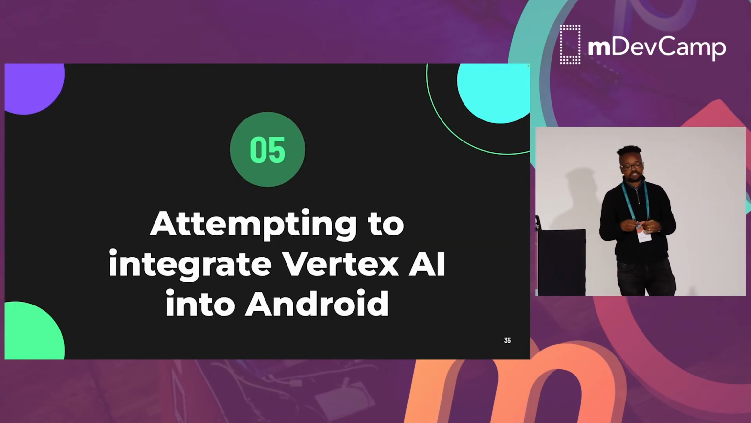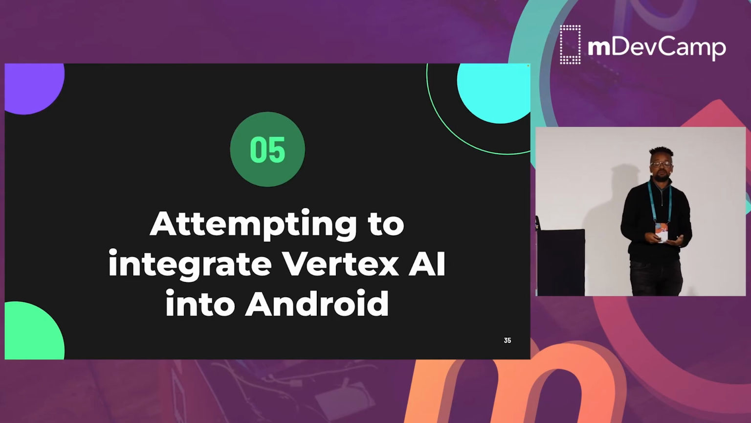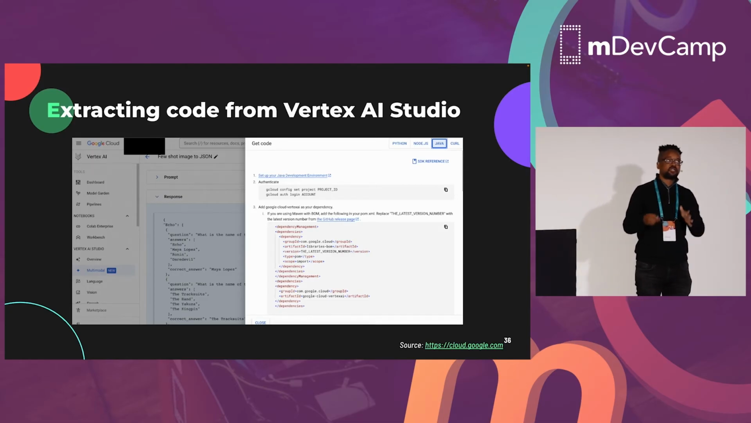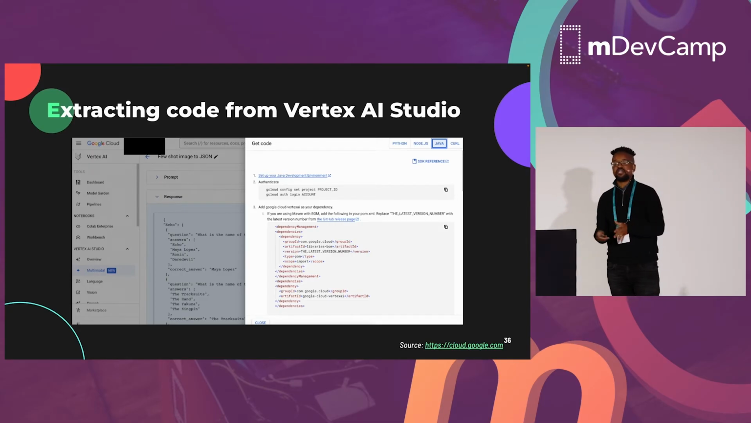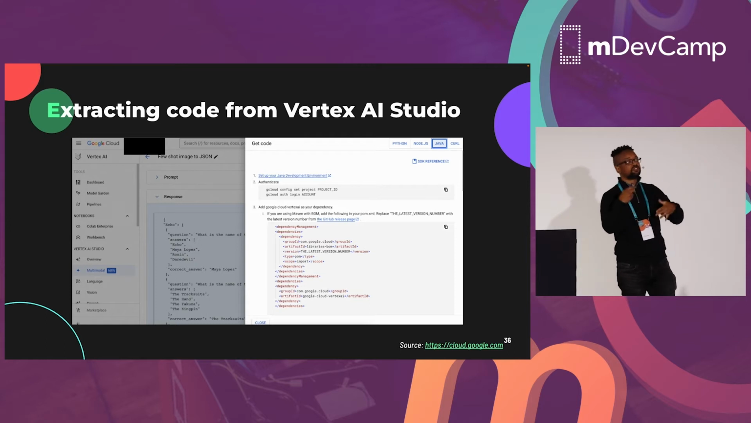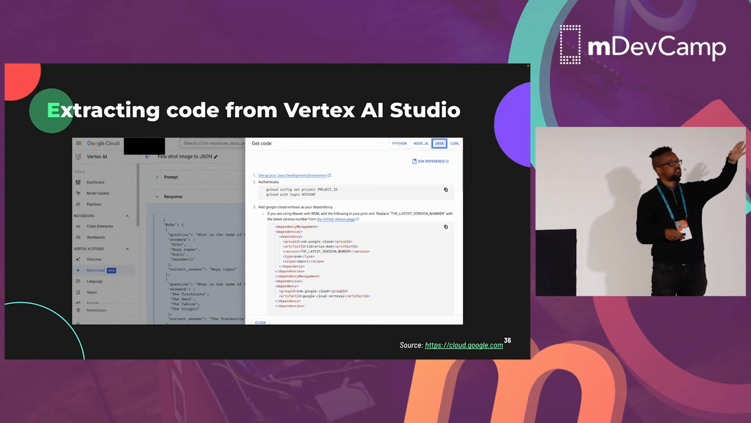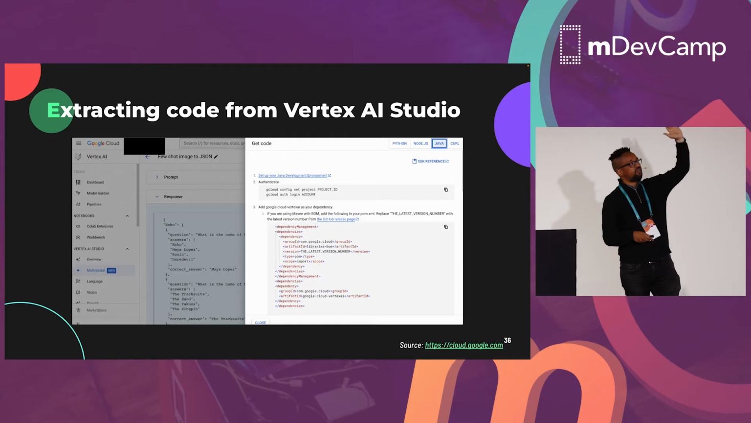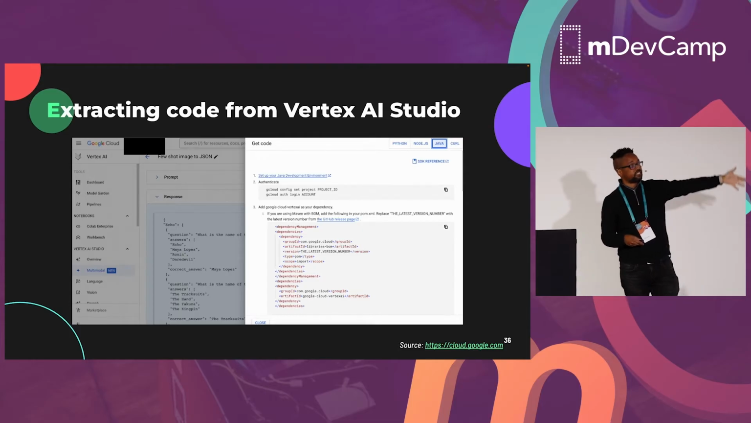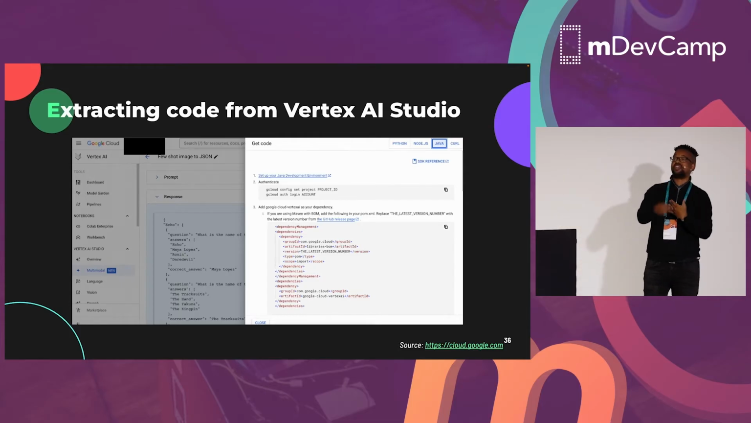Then I attempted to integrate Vertex AI into my Android app. And this is where most of the other challenges came as well. Now, like I said, Google AI has SDK integrations for the other platforms. Unfortunately, that's not the case right now with Vertex AI. So for you to be able to integrate it, there are the options there at the top. When you click on Get Code, you have either Python, Node.js, Java, or curl. Then the idea is to copy and paste whatever it gives you on the right-hand side and then try to integrate it.